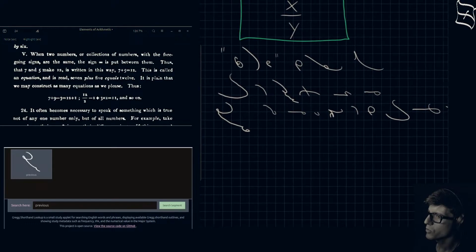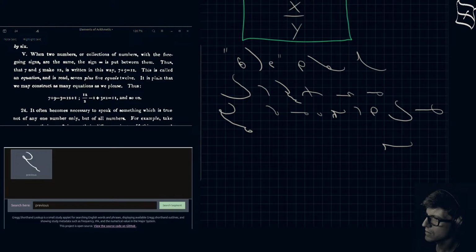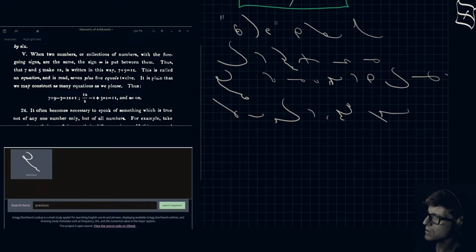Previously listed operations. The values are said to be equal, and equal is equal. The values are said to be equal.